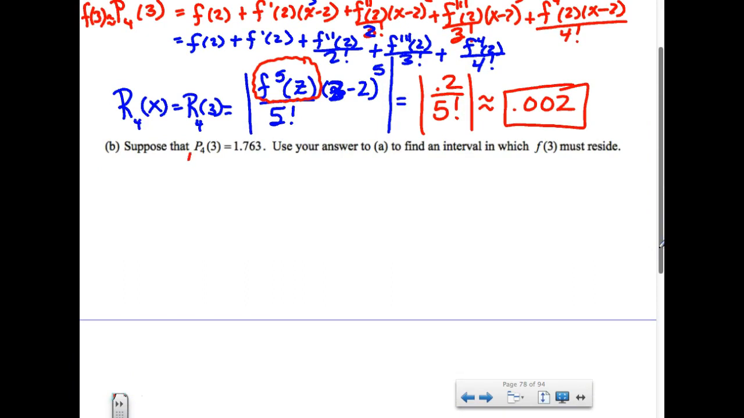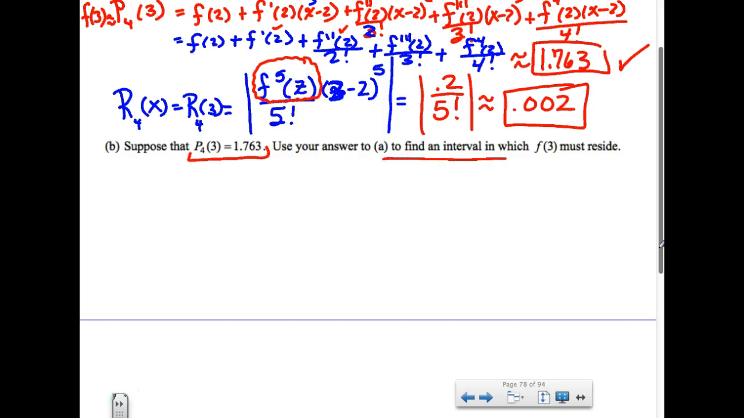Now it says, suppose that what you got when you plug in, again, we don't know what f is. So I am kind of stuck up here because I don't know how to evaluate these. They didn't give me an explicit function for f, but they are telling me what that approximation is. They're saying that's approximately 1.763. Well, I know I'm within 0.002 of that.